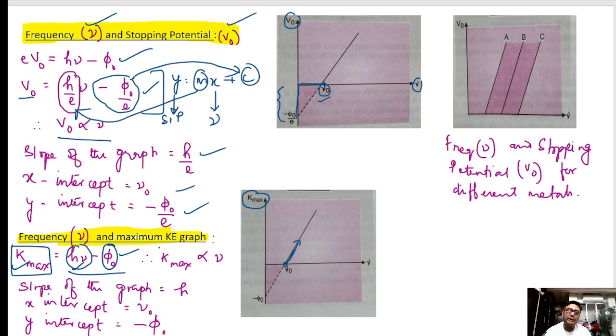So we can see that the kinetic energy is proportional to the frequency of the incident light. Okay, this is our slope. This is the x-intercept and this is the y-intercept. This graph is about frequency and stopping potential. So as you see, as the frequency increases, we see that the stopping potential for different metals are plotted here.